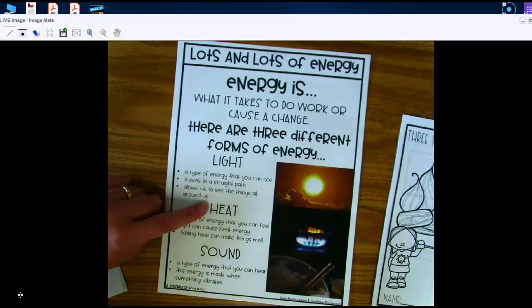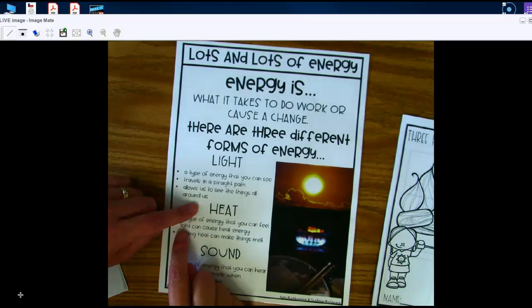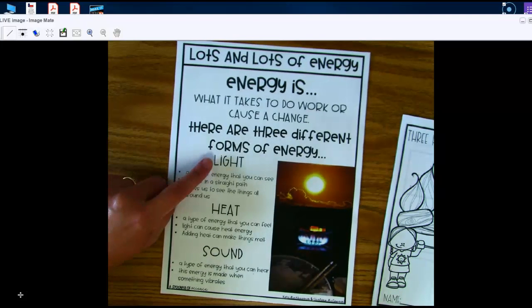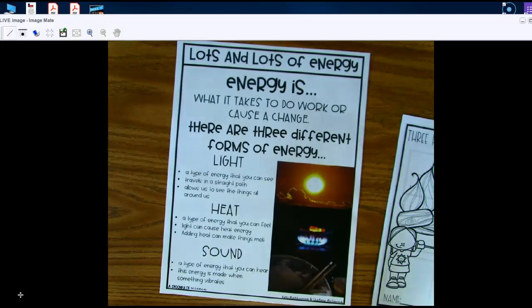Another one is heat. So when we have a solid that goes to a liquid, remember we have to add heat to make it change. So that's the kind of energy we use, heat, a type of energy that you can feel. Okay, light can cause heat energy. So you can use a candle, right? Candle's light. And you can use the heat from the candle to melt something. Or it melts the wax on the candle. Adding heat can make things melt. So light we see, heat we feel.